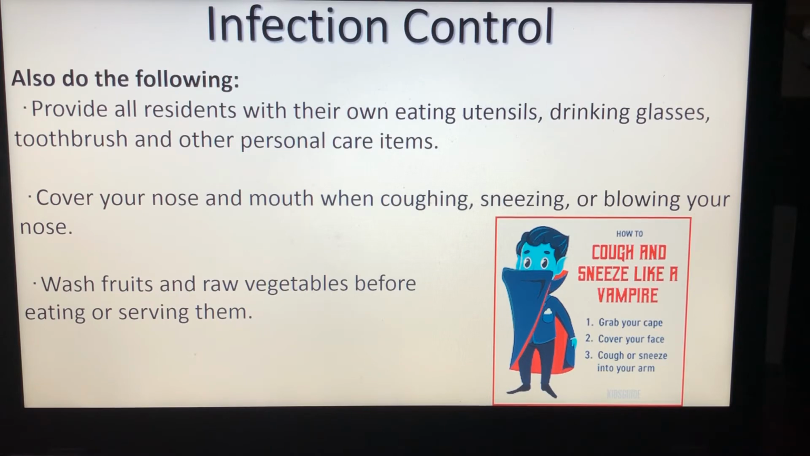We want to also do the following. Provide every resident with their own eating utensils. Nothing is shared from resident to resident that goes in their mouth or in any infection control related area. So they each have their own eating utensils, their own drinking glasses, their own toothbrush, all of their own personal care items. We can't cross back and forth between different residents because it's an infection control risk.